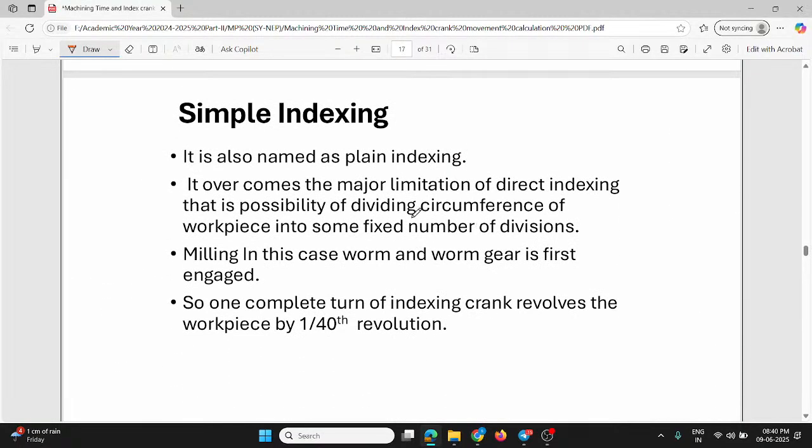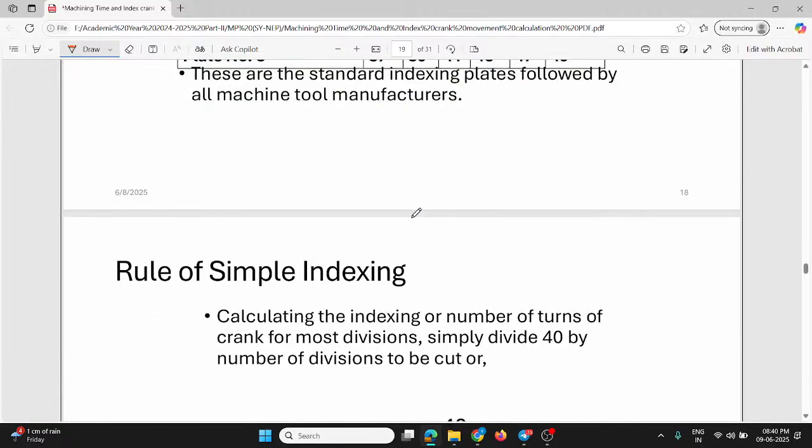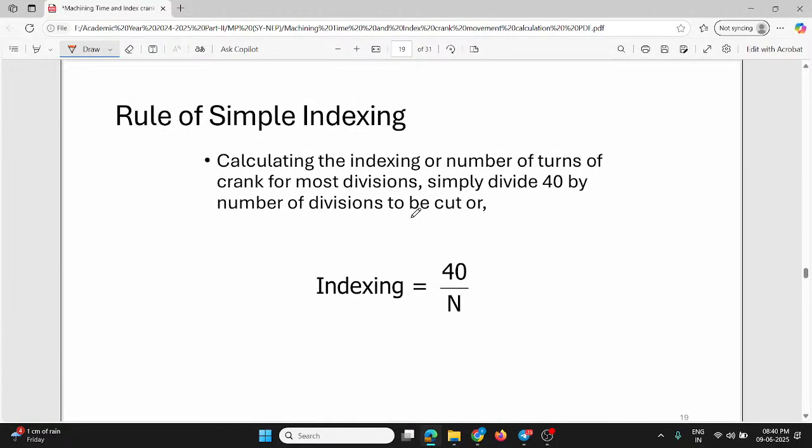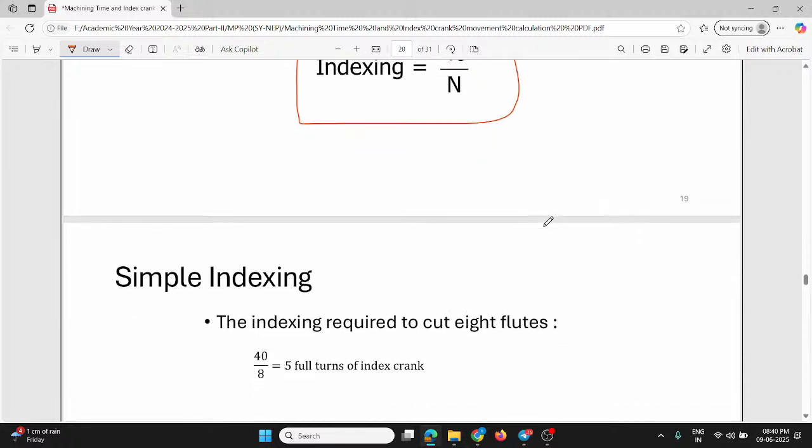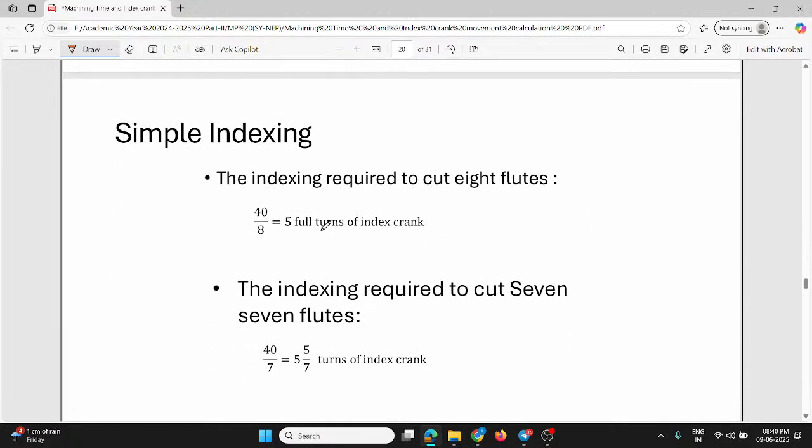And directly I will discuss the numerical. This is the formula you know, that is in simple indexing, 40 divided by n. Here we can discuss the numerical directly: the indexing required to cut 8 flutes. You are supposed to cut 8 flutes, and for that purpose you have to calculate the index crank movement. So what is the formula for index crank movement? That is 40 divided by n.